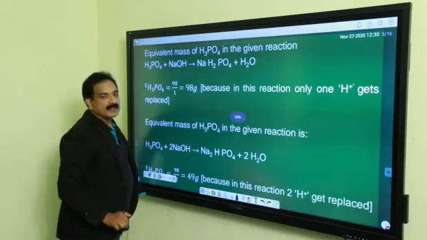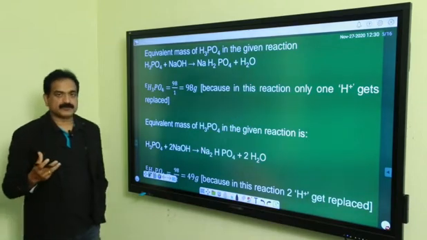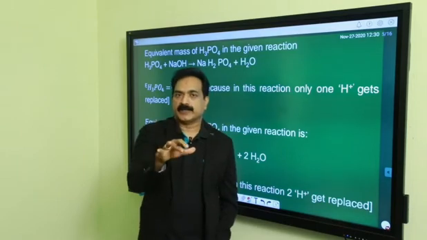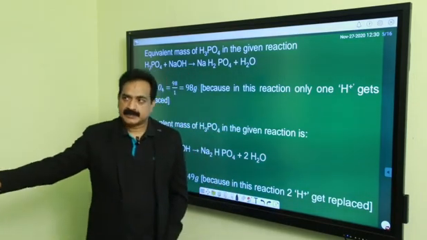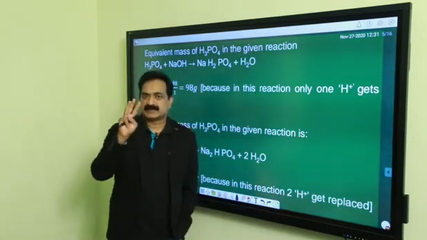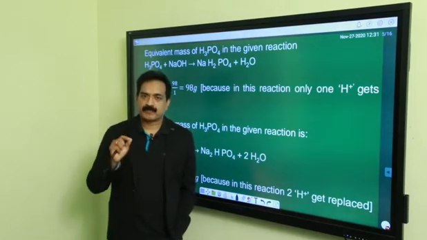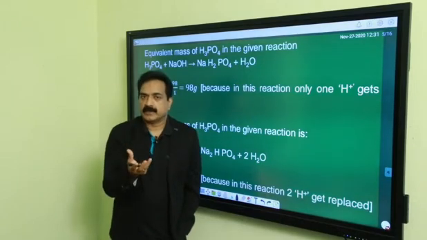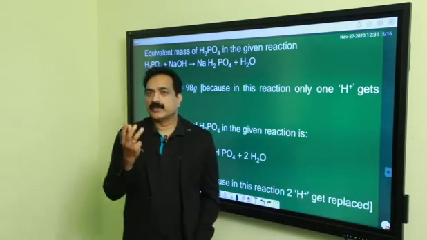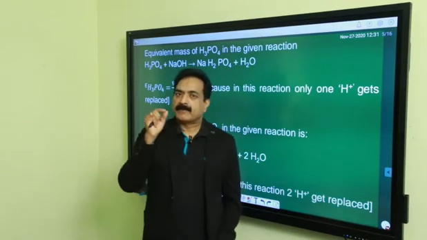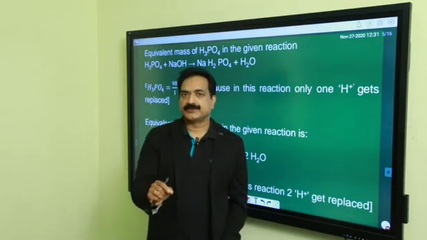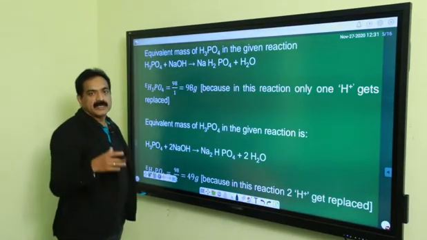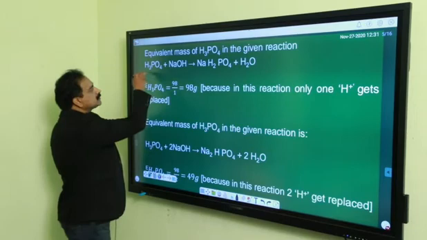Alright, look at this case. Now suppose there is a specific question. We know that H3PO4 is a tribasic acid. It can lose 3 H positive. But if you are asked about the equivalent mass of H3PO4, you are going to say it is M by 3. But if a reaction is already mentioned, like in this case, we are given a reaction. In that case, you have to follow this reaction.